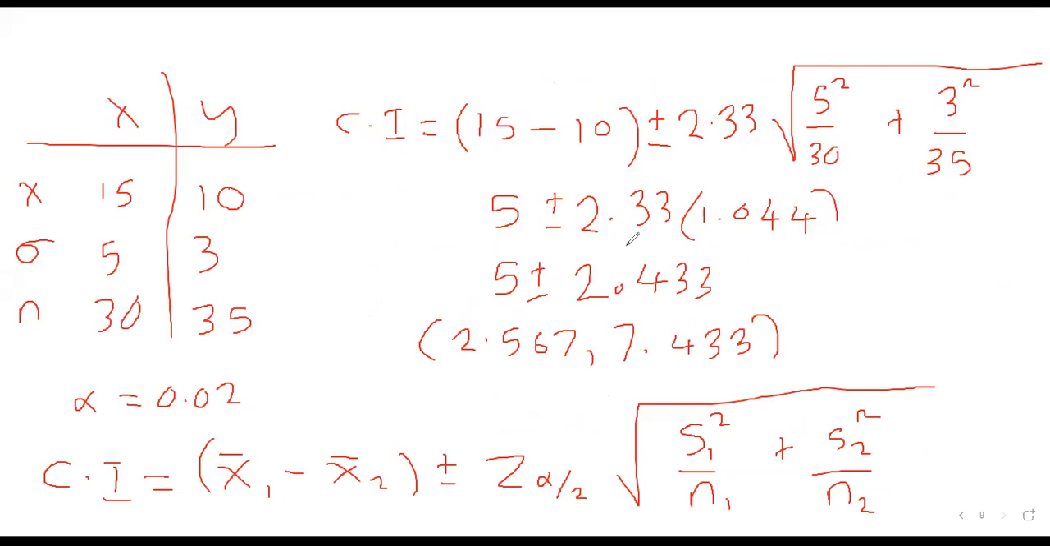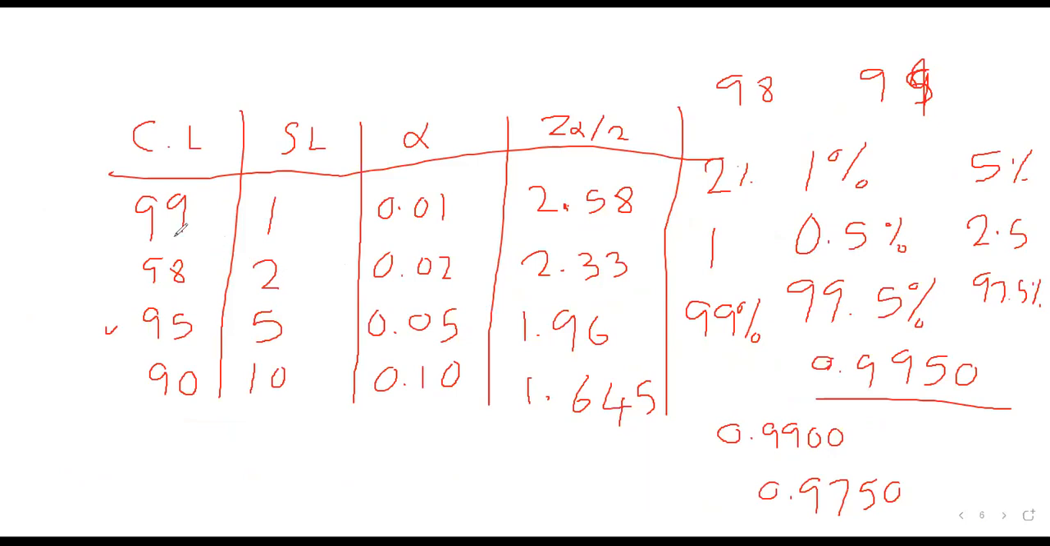The 2.33, where is it coming from? So you need to master this table here because our alpha is what? 0.02. You may be given 99% or 1% or 0.01, all this is 2.58. You may be given 98% or 2% or 0.02 in terms of alpha, all this is 2.33. You need to know 95%, 5%, 0.05 is 1.96. 90% or 10% or 0.10 is 1.645. Are we together?